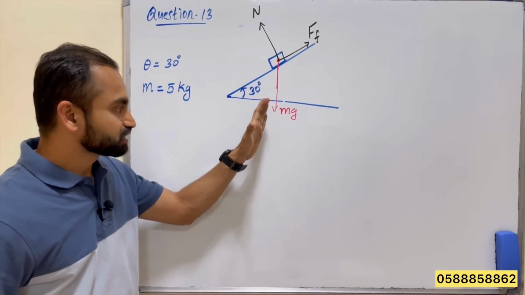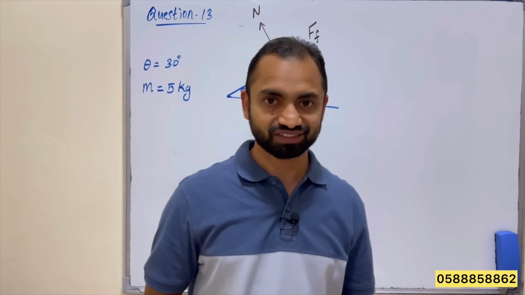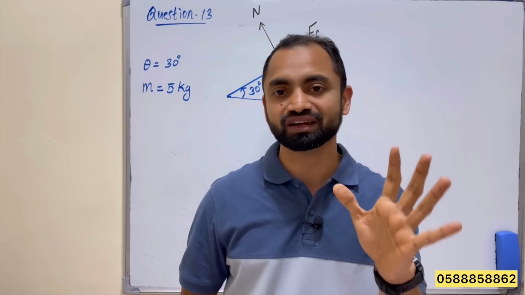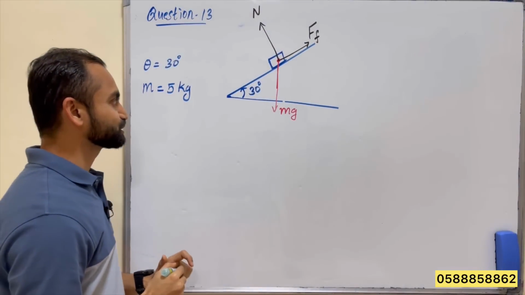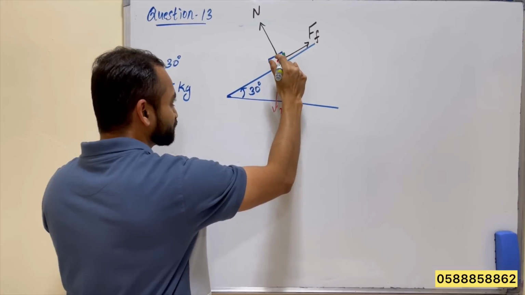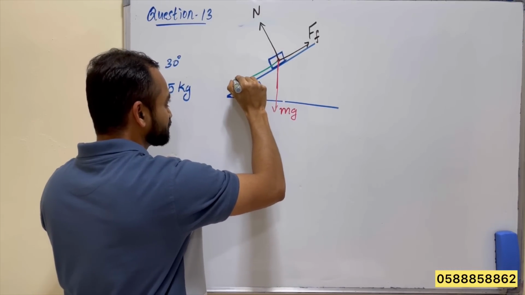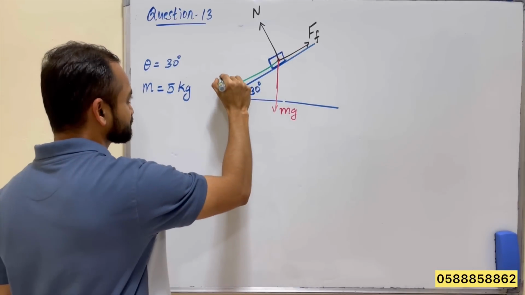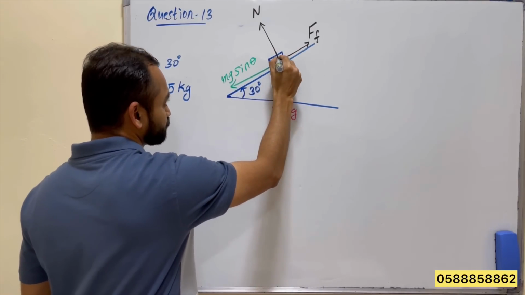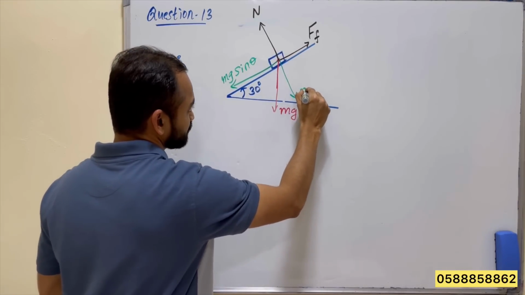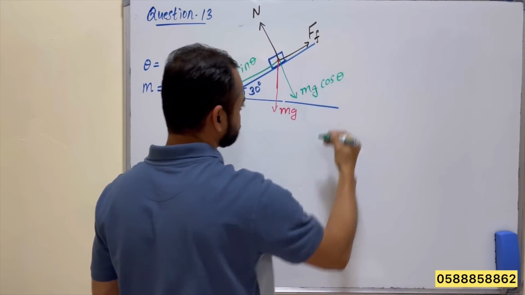The next, weight is acting vertically downwards. This weight we will divide into two components. The x component means the parallel component and the perpendicular component. Parallel to what? Parallel to the inclined surface. So we will divide this weight into two components. One is the parallel component, this is mg sine theta, and the perpendicular component, this is mg cos theta.